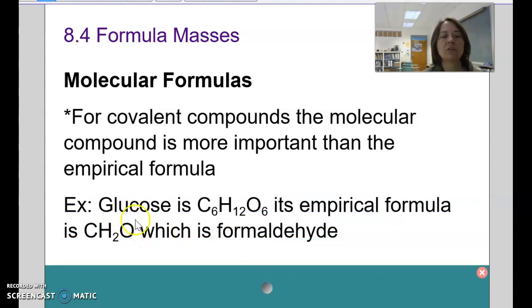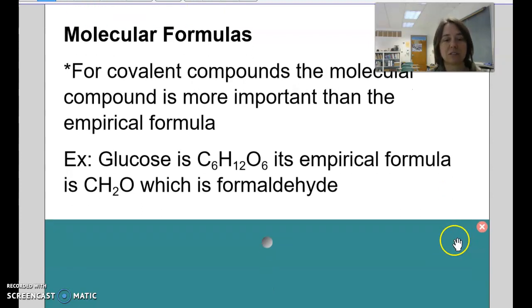So for example, glucose is C6H12O6. Its empirical formula is CH2O. They are not the same thing. Formaldehyde is what we use to preserve things, so it'll kill you, and glucose is what your body needs every second to be used in the mitochondria to make ATP to have your body work. So, super different. Empirical and molecular formulas are different when it comes to molecular compounds.